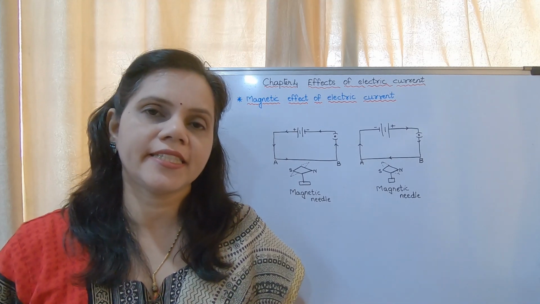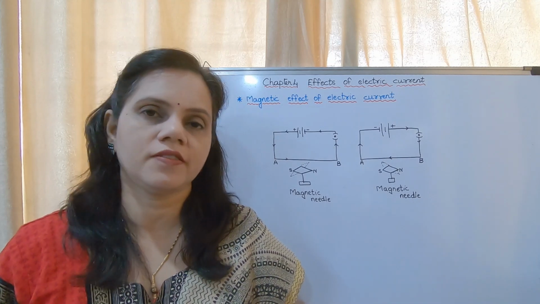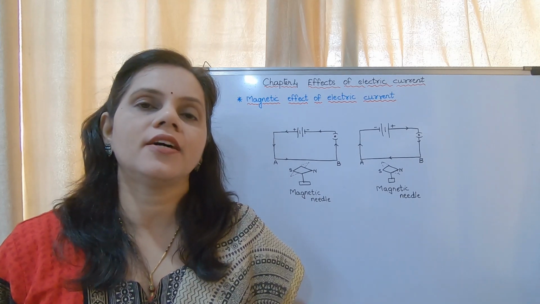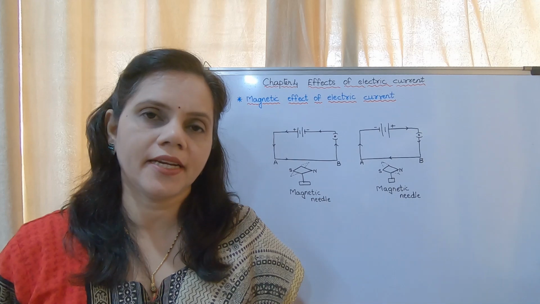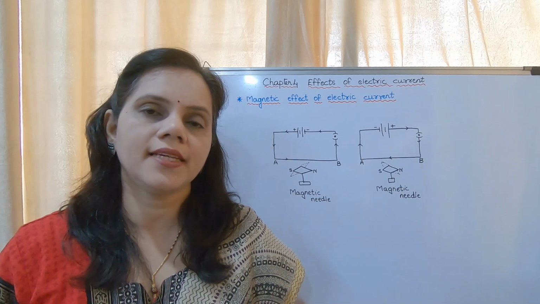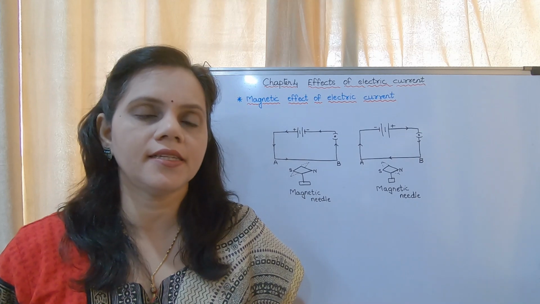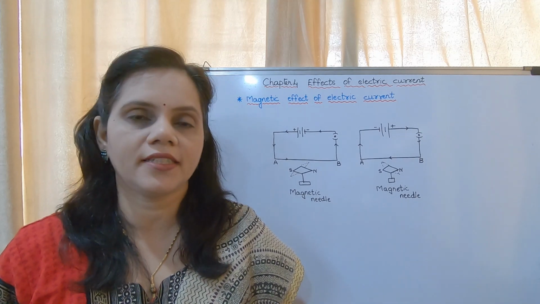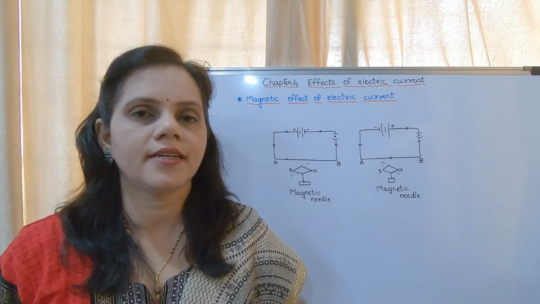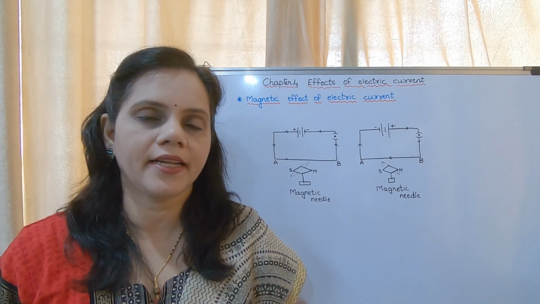So did you understand yesterday's lecture? That was the first part of chapter 4, effects of electric current. In yesterday's lecture we studied that electric current shows two effects. One is the heating effect and the other is the magnetic effect of electric current. Electric current shows two effects, heating effect and magnetic effect.